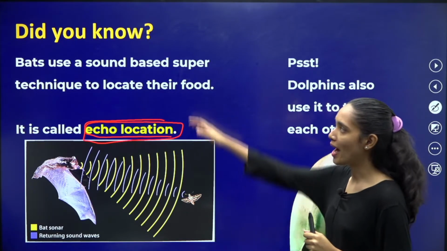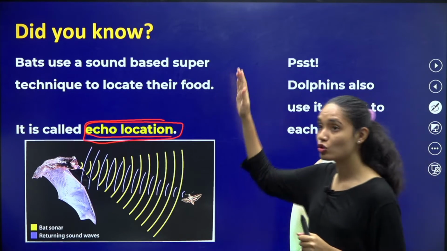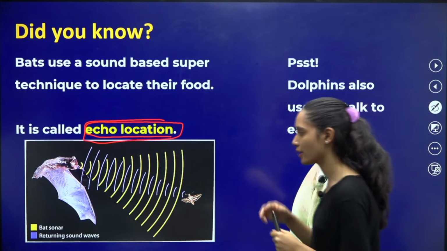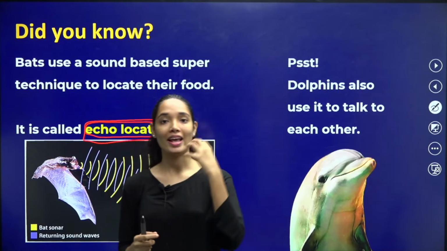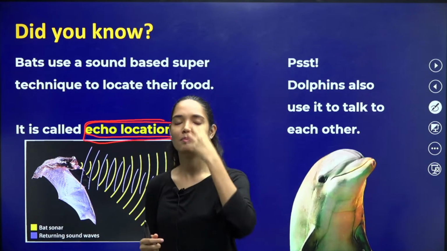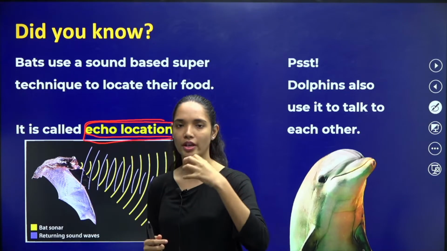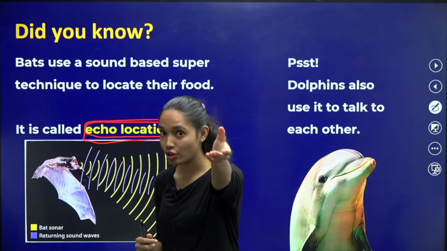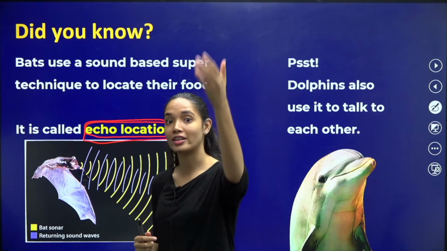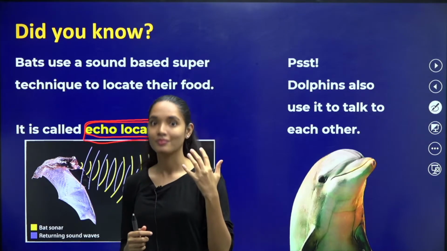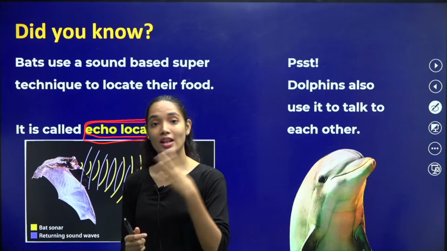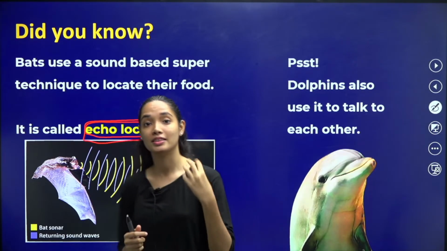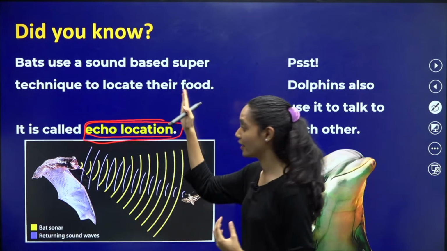So students, bats use a sound-based super technique to locate their food. What is this echolocation basically? When a bat emits sound waves, that means when the bat produces sound, it bounces back from the object, it reaches the object and bounces back to the bat. The bat can hear it back, and those waves help the bat to detect its food.